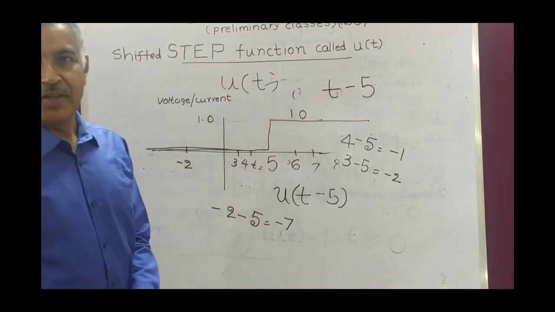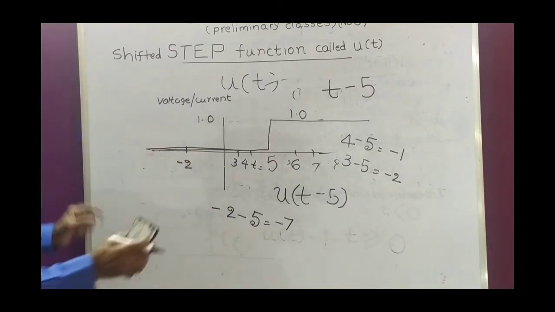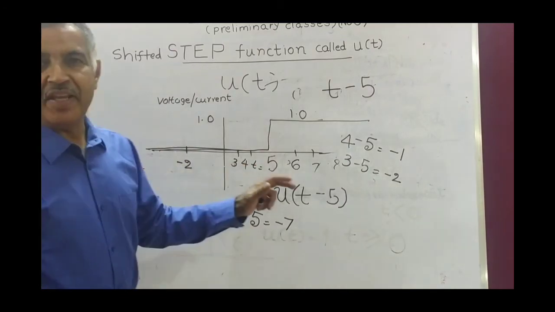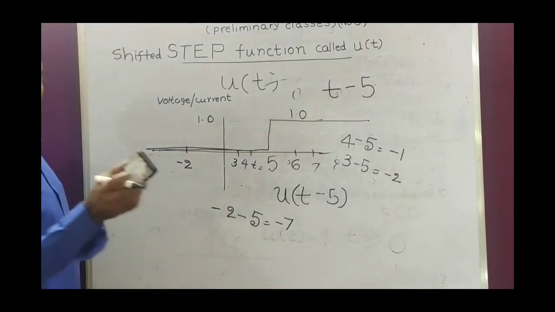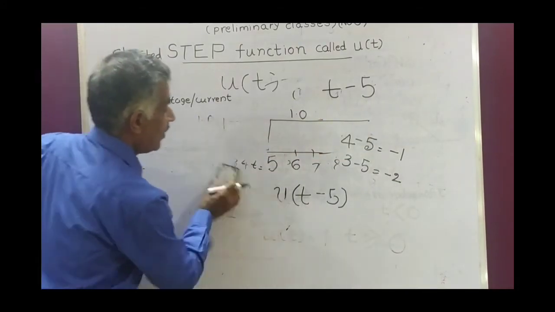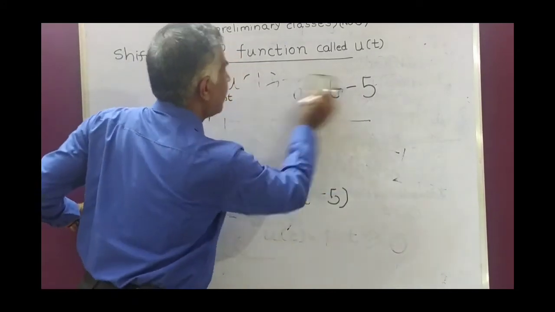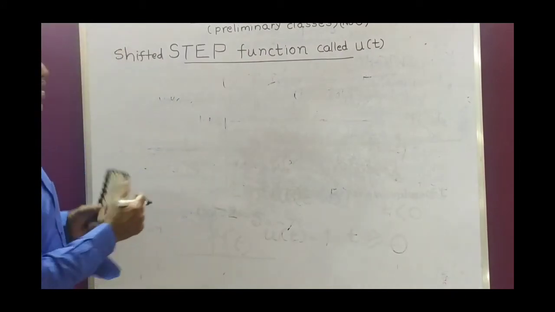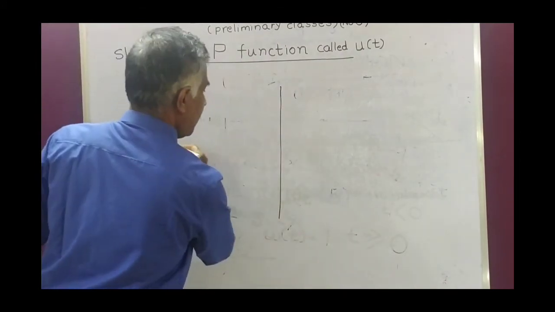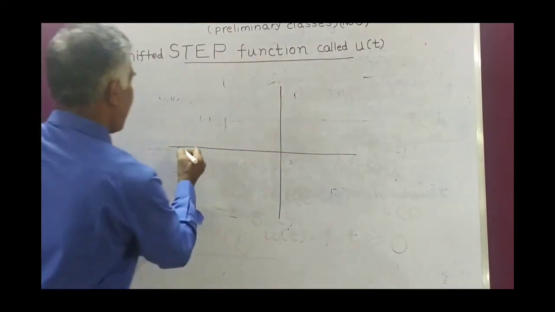Now let us look into the other possibility. The other possibility is preponement. This is postponement, and preponement can also take place. Preponement means the stepping is occurring before t equal to 0. That is called preponement.